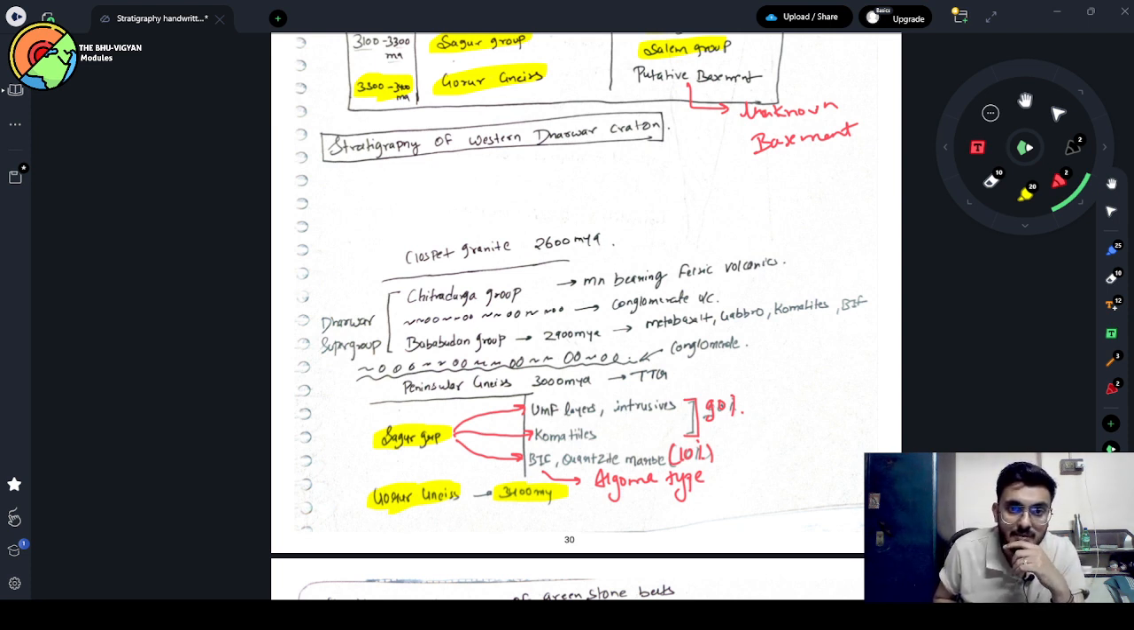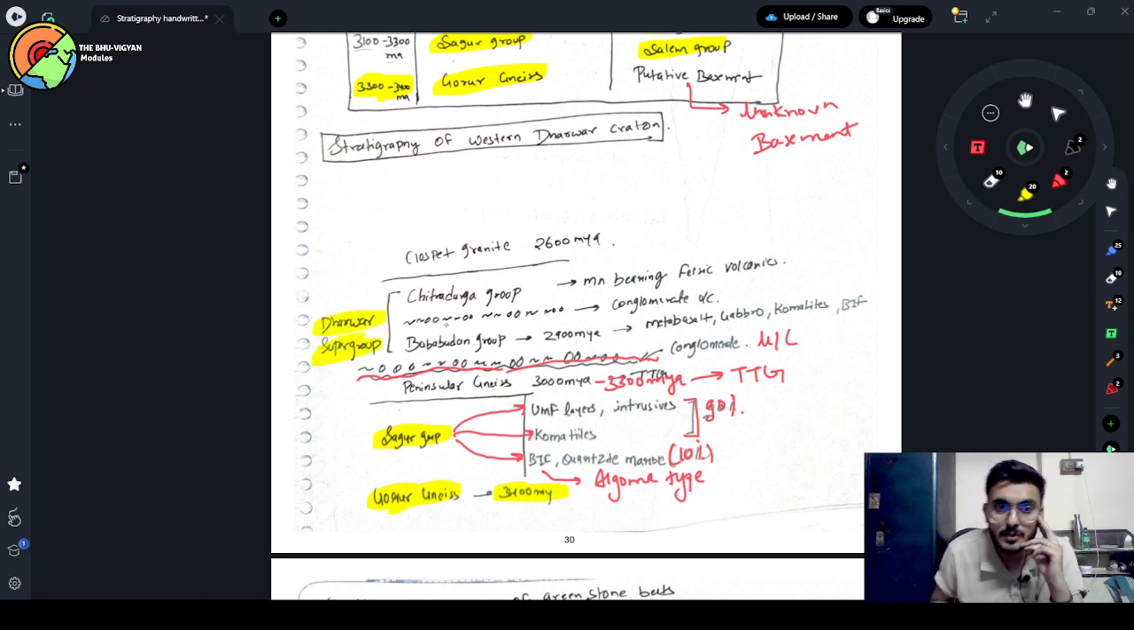Above that, we see the peninsular gneiss, whose age is around 3000 million years to 3300 million years, and which basically contains TTG. Okay, which basically contains TTG. And after that, we will see the conglomerates here, which is an unconformity. Above that, we have a Dharwar supergroup.